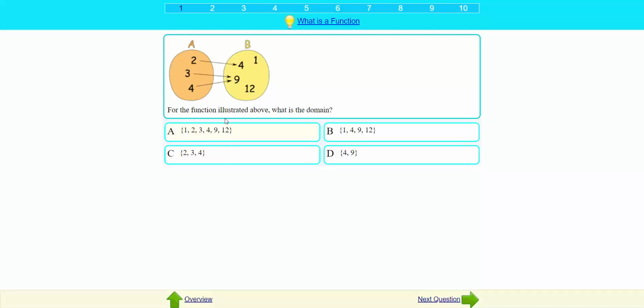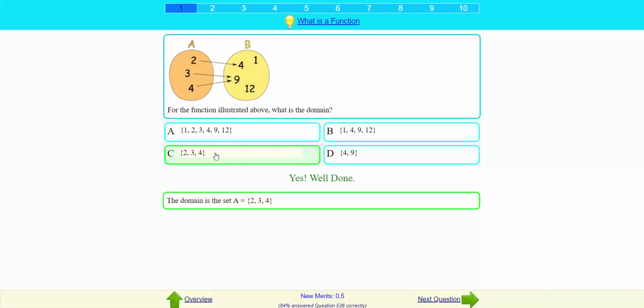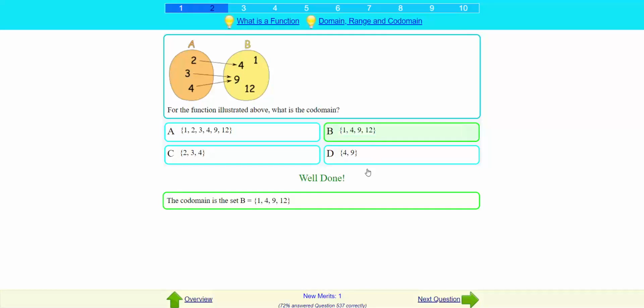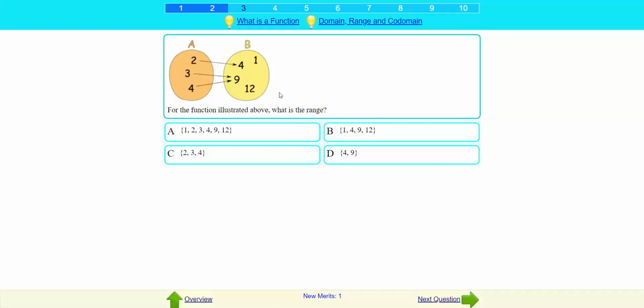So the function illustrated above, what's the domain? So we know the domain: 2, 3, and 4. It could just be 2, 3, and 4. That's it. Yep, that's the domain. For the function illustrated above, what's the codomain? 1, 4, 9, and 12. So simple. For the function illustrated above, what is the range? 4, 9.